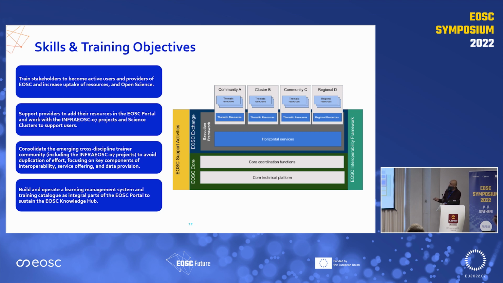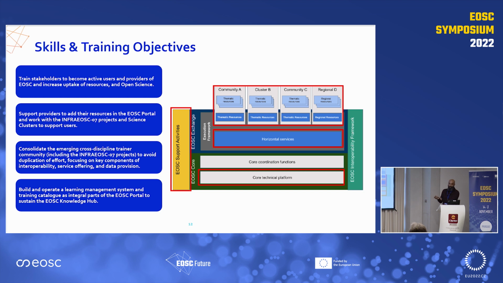And these are some of the objectives of Work Package 9, training and skills. To train stakeholders to become active users of EOSC, and I'll describe exactly what we mean by users, and of open science in general. To support providers to add their resources into the portal, and also to work with other EOSC projects that are currently running. I'm sure many of you have heard about the science clusters and science projects that are part of EOSC Future too. And to consolidate the emerging cross-discipline trainer community as well.